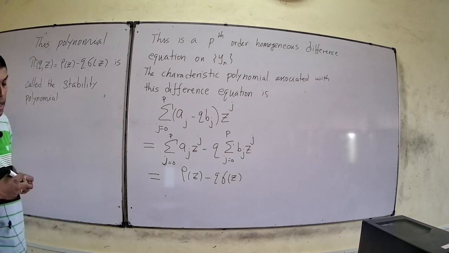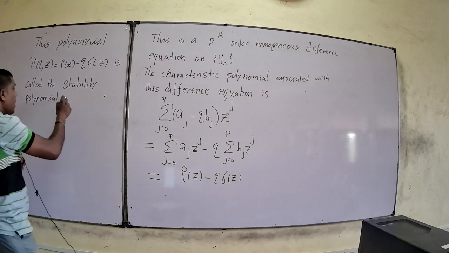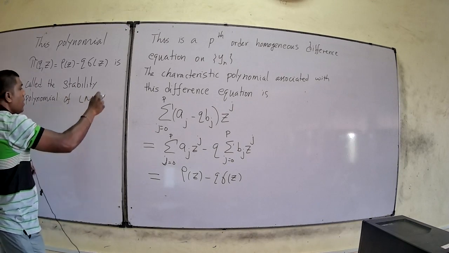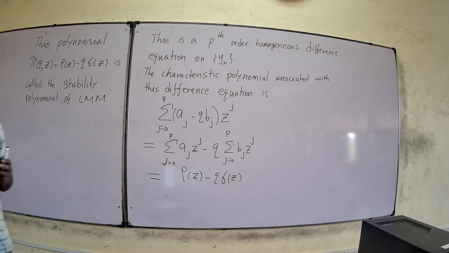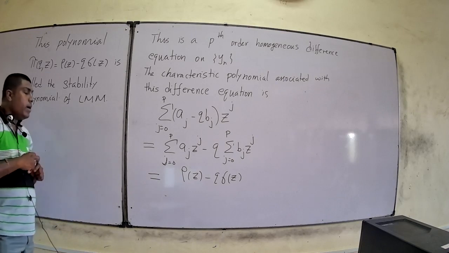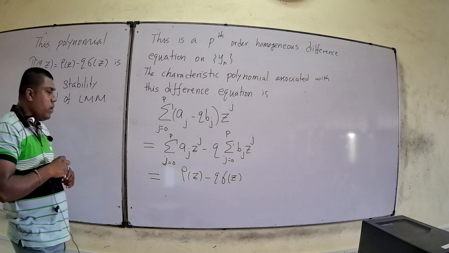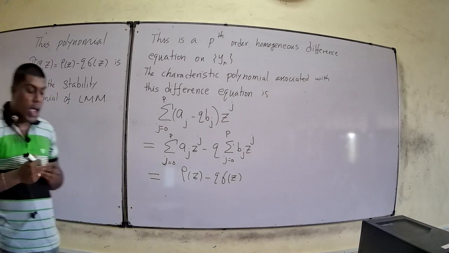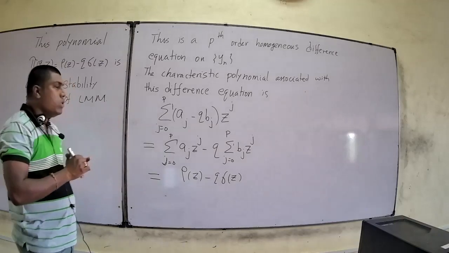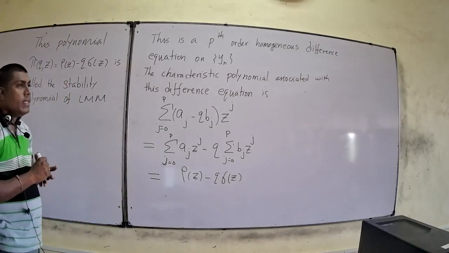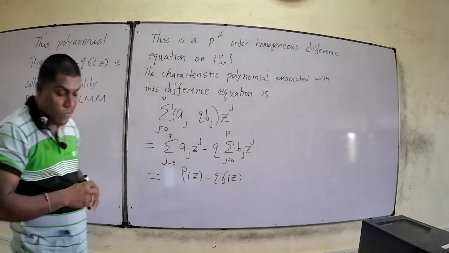Right, so this is called the stability polynomial of the linear multi-step method, right? So that's understandable. Once you have a stability polynomial, then you can find the roots of it, right? So obviously you can find the roots of this stability polynomial. Once you find the roots, then you can see the size of the roots, the absolute value of the roots. And then you can see the repeated roots as well, right?